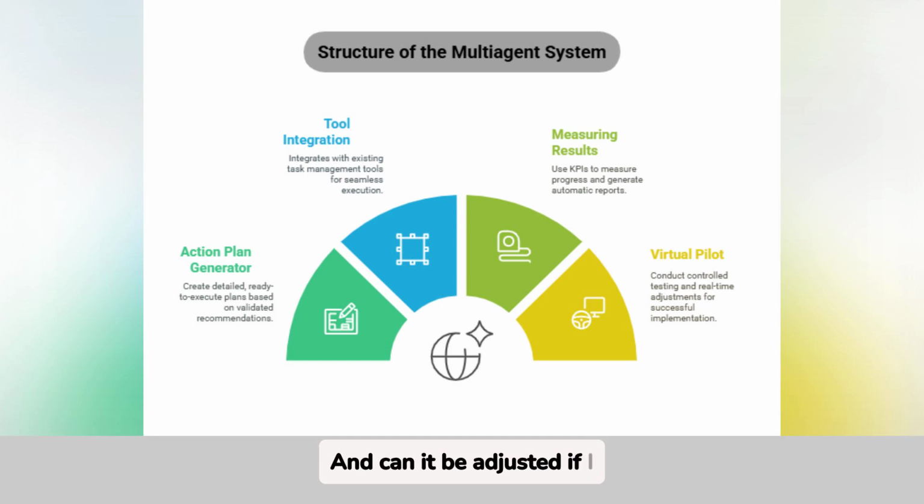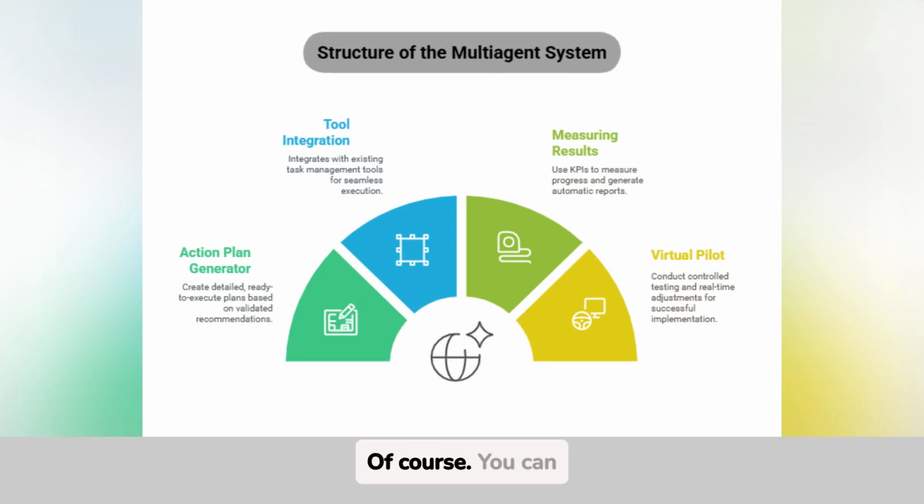And can it be adjusted if I need to change something on the fly? Of course, you can edit any part of the plan, change responsible parties, move dates, add tasks. And the best part is, if you touch something that affects the rest of the plan, the system automatically notifies you. For example, if you delay a critical task, it will show you which other deadlines would be compromised.